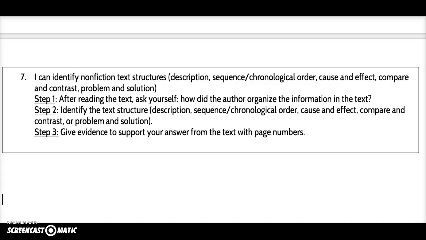So to quickly review what you need to do, you need to identify the nonfiction text structure. The examples are here. After reading the text, ask yourself, how did the author organize the information? And then identify the text structure. It will be one of the examples I gave you, and the chart that I showed will be in Canvas if you want to use that chart to help you figure it out. And once you've identified the text structure, then give evidence to support your answer from the text with page numbers.